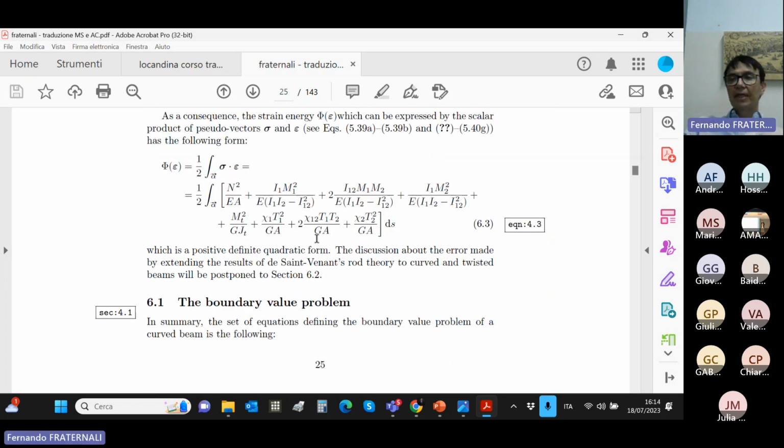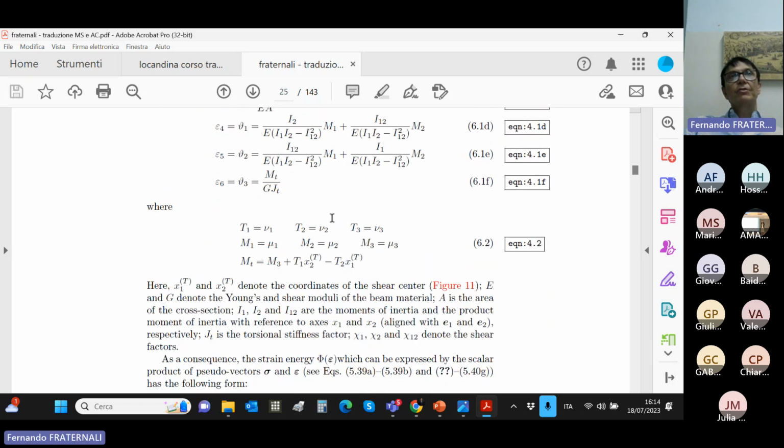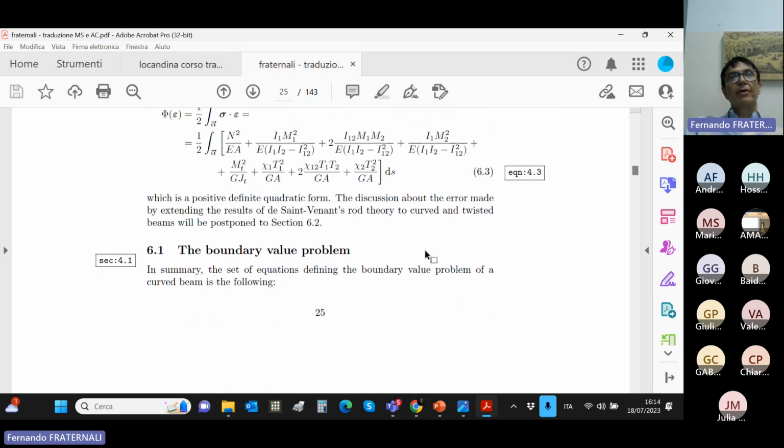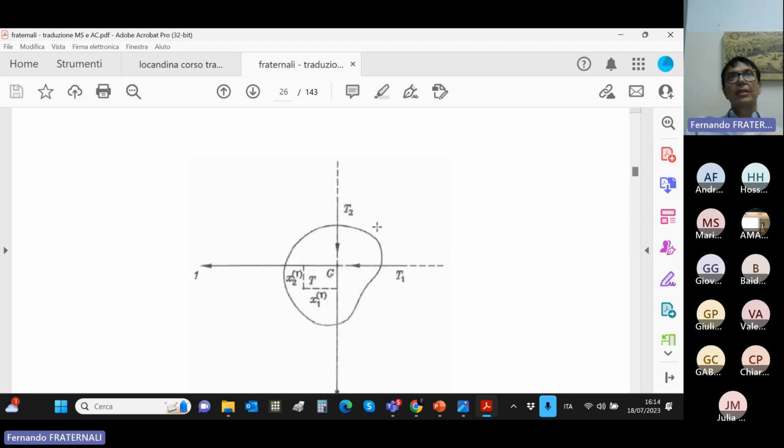So, having added to the equilibrium equations and compatibility equations, which are the relations that define the generalized strains in terms of displacements, having added the constitutive equations, we can present the boundary value problem. We will see the problem through examples.